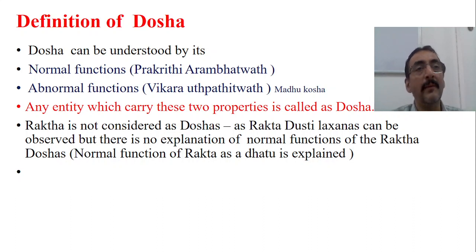Therefore Madhukosha says that if any factor has these two qualities, a normal function and an abnormal function, then only it is called a dosha. Any entity which carries these two properties is called a dosha. Rakta is not considered a dosha. The reason given is that Rakta Dushti Lakshanas can be observed, isn't it? But there is no explanation of the normal functions of Rakta.